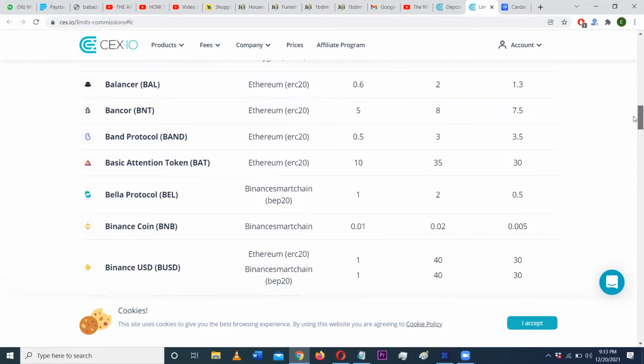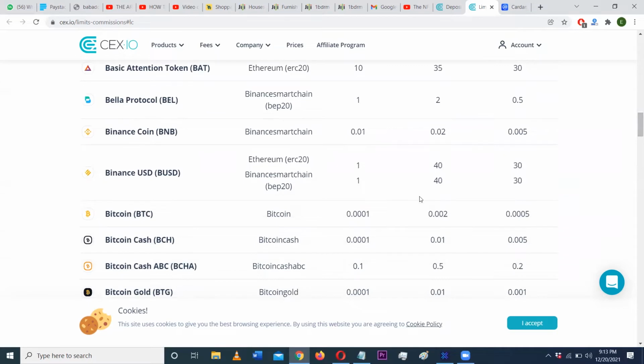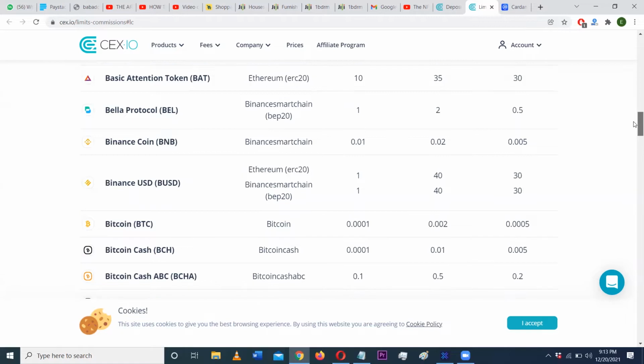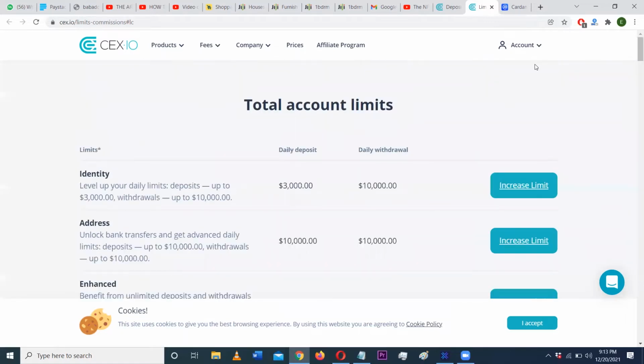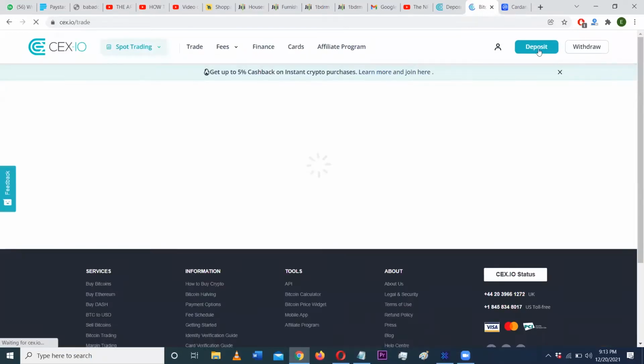BTC. Bitcoin. Withdrawal fee is 0.0005. Yeah, 3 zeros before the 5. Okay, so we can do that. So cex.io. So I've come to deposits.